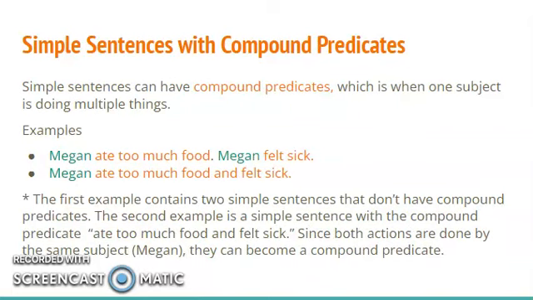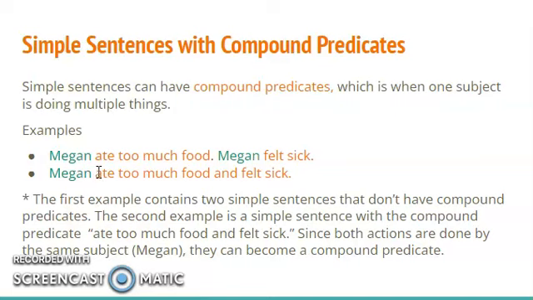Now, it's also important to keep in mind that sentences can have compound predicates, meaning one person can be doing, or one noun can be doing multiple things. So here we have Megan ate too much food, Megan felt sick. That's repetitive structure. Instead, we can combine those, and it still is a simple sentence. Megan ate too much food and felt sick.